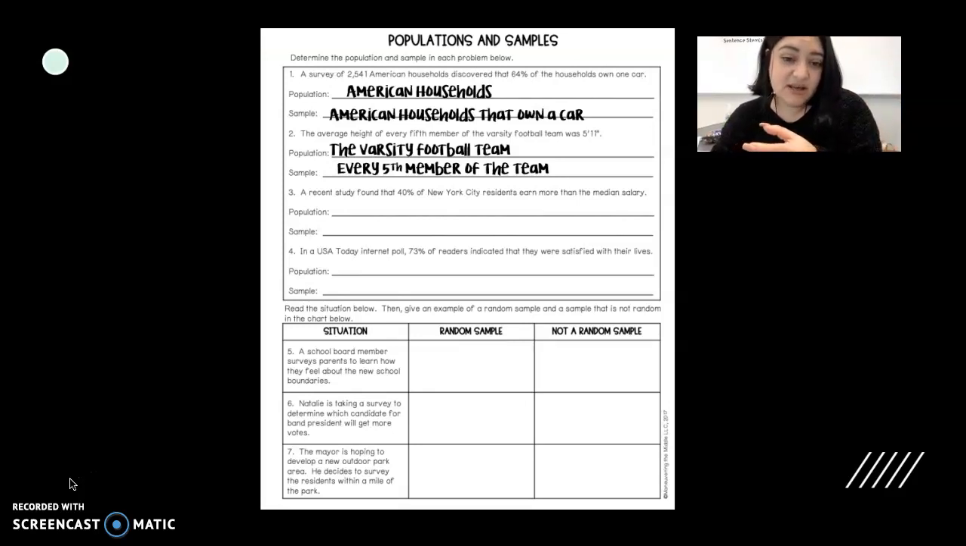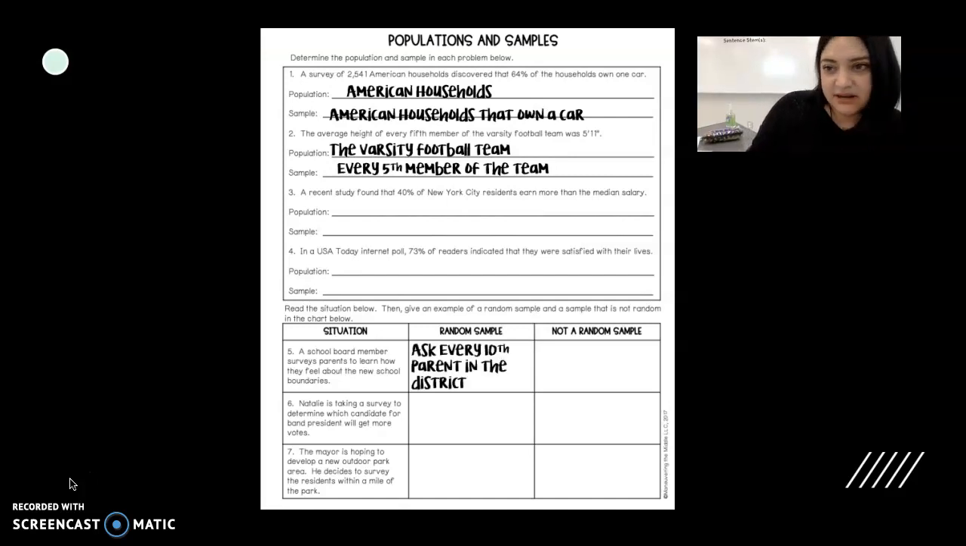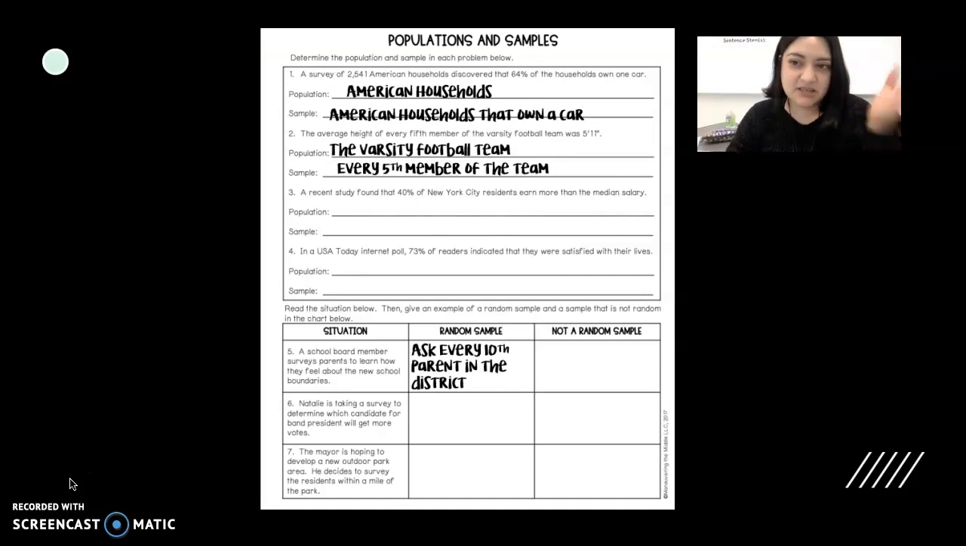For example, a school board member surveys parents to learn how they feel about the new school boundaries. A random sample would be if you asked every 10th parent in the district. Everybody would have an equal chance of being chosen because you're just choosing at random, right? Random sample. Not a random sample is if you ask everybody who attends the school board meeting.